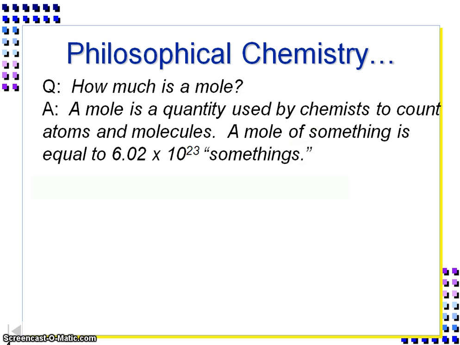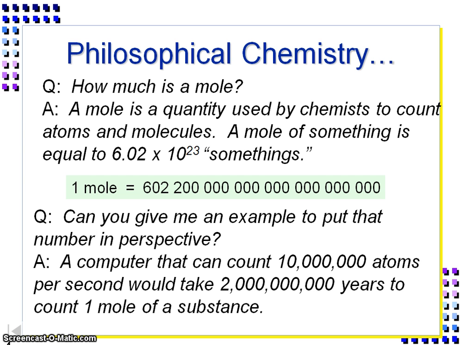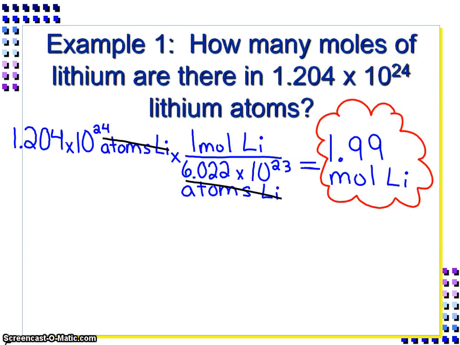A mole, it's a really big number. 6.02 times 10 to the 23rd, that's a lot of zeros. So if we write out all those zeros, look how large that is. To put it in perspective, if I had a computer that could count 10 million atoms a second, it would still take that computer 2 billion years to count up to a mole. It's a very, very large number, but that's because atoms are very, very small. I have to put a whole bunch of them together for it to be a large enough group.